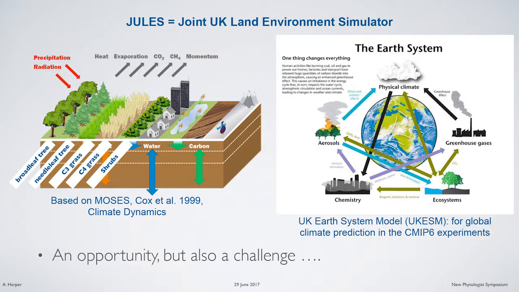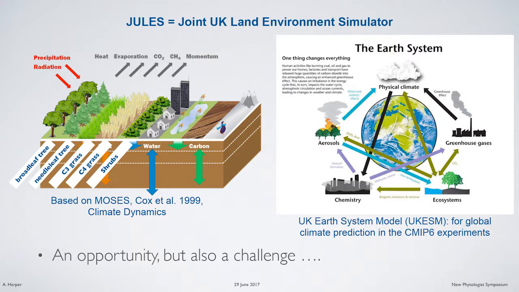So you can see all these different parts of the Earth system that interact in this model. This is what will be used in the CMIP-6 experiments that are coming up soon. So we have aerosols and atmospheric chemistry, terrestrial and aquatic ecosystems all working together. So this is really exciting because it's a great tool for looking at global change and trying to understand how things might change in the future.